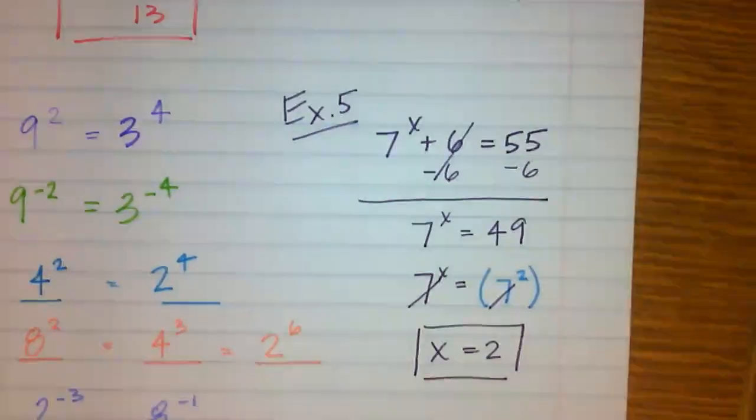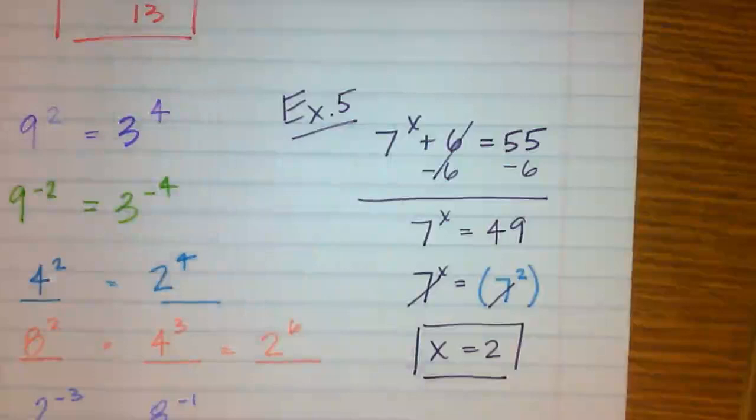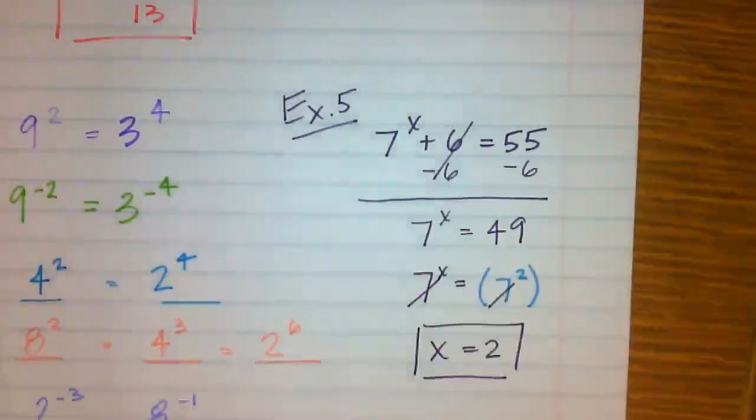So this example is to show you that sometimes if the term that is the base with the exponent is not isolated, you'll need to move whatever it is out of the way before you can set up your equal bases. Okay, I think that takes care of it. Remember, rewatch the video if you need to.